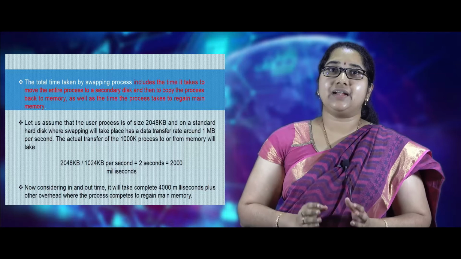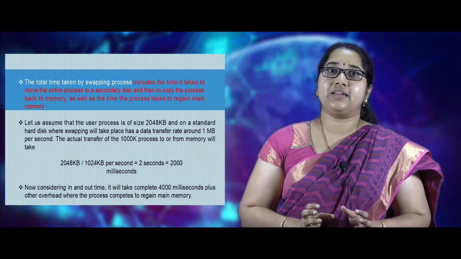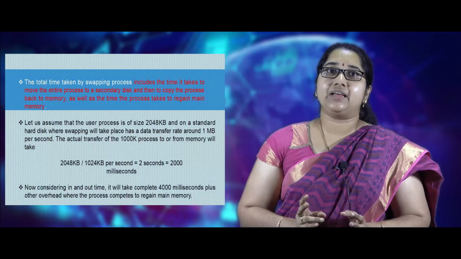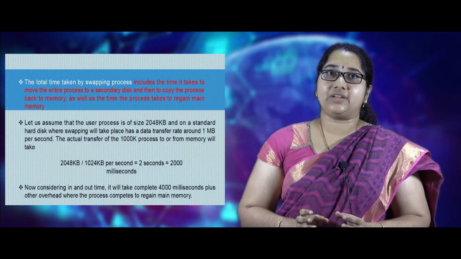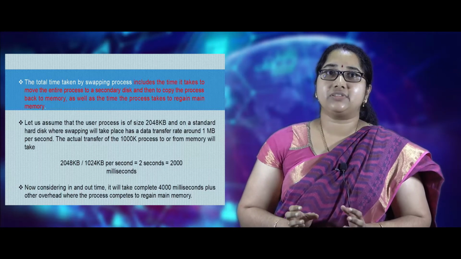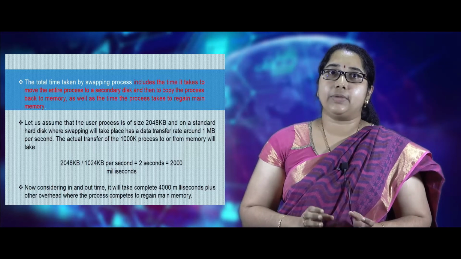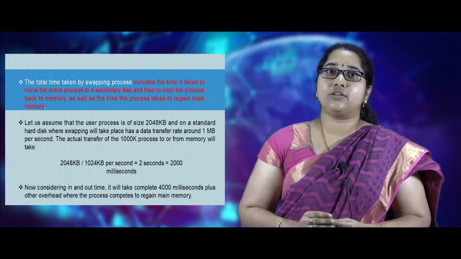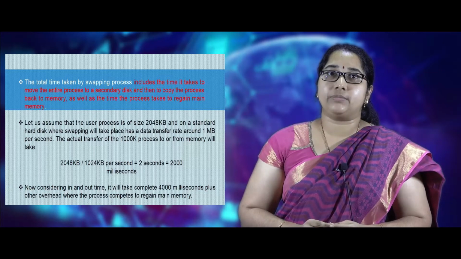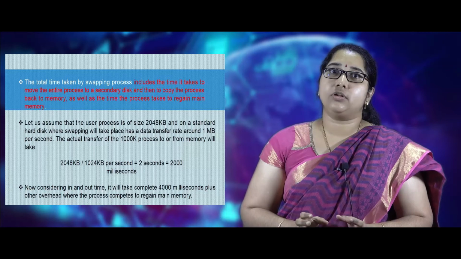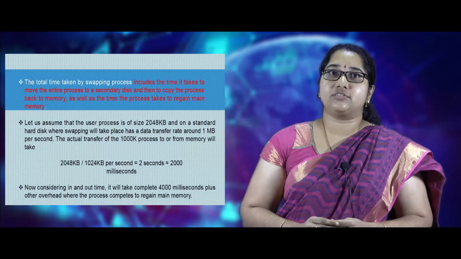In this case, let us assume that the process is present in an average hard disk with a rate of around 1 MB per second. So here it will take around 2 seconds for the process to be transferred from the main memory to the secondary memory, and again 2 seconds for the same process to be transferred back from the secondary memory to the main memory, and then there is an overhead for regaining of main memory. As a result, the transfer time will be around 4 seconds or more in case of this process.